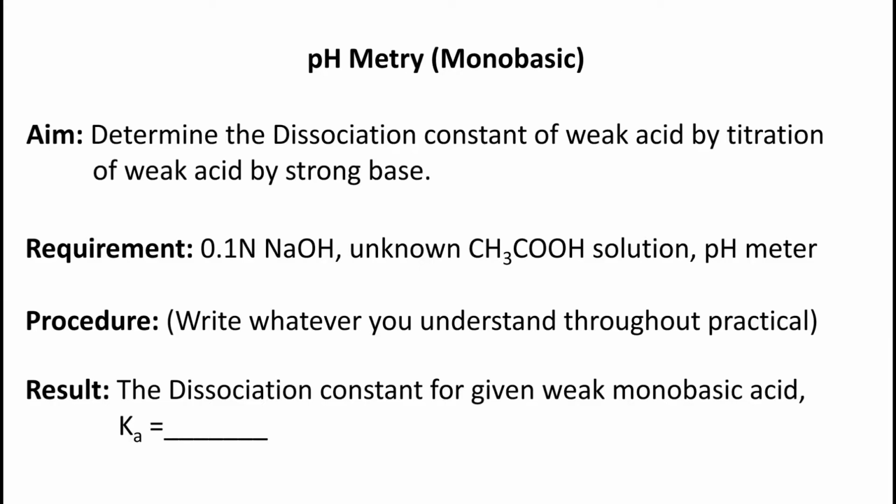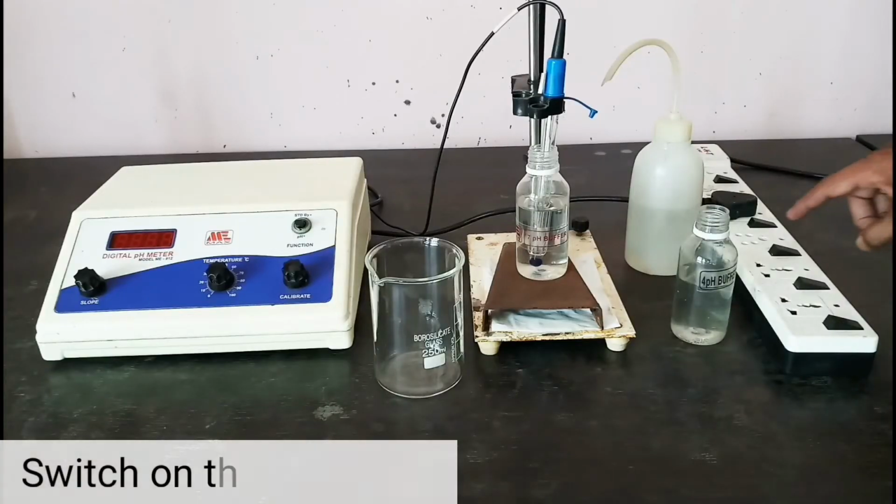pH metry. Determine the dissociation constant of weak acid by titration of weak acid by strong base. Our requirements are 0.1 normal NaOH, unknown acetic acid solution and pH meter. Let us see the procedure. Switch on the pH meter.